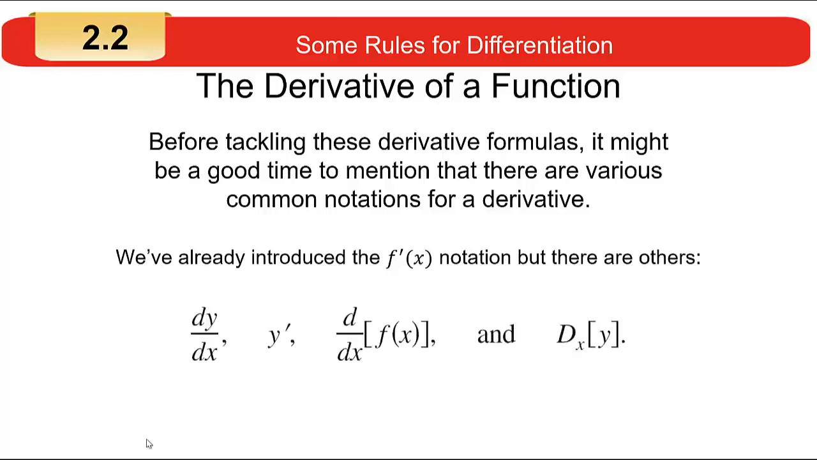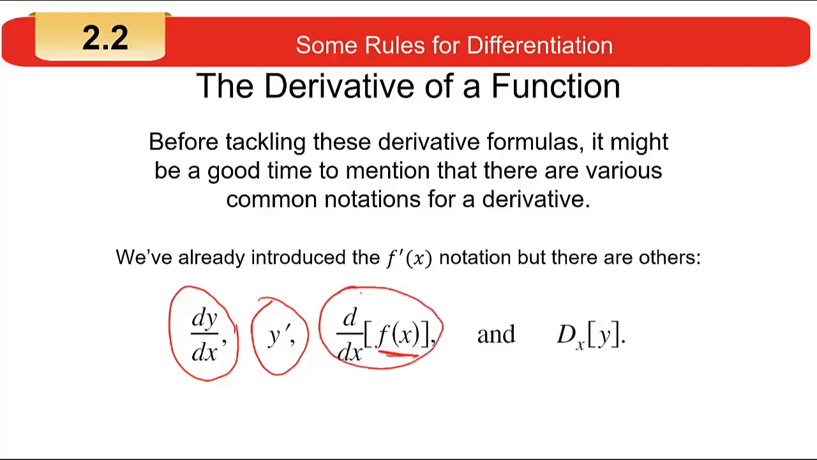But there are others. If you write dy over dx, that means you're asking for the derivative of some function y with respect to the variable x. If you call the function y and you put the tick mark on it, you can say y prime. You can take the function name and put d over dx in front of it. That means derivative. And in some cases, you can just take the function name and put capital D subscripted with an x, and that means derivative. So if you see any of these things, you know that you're being asked to find a derivative.